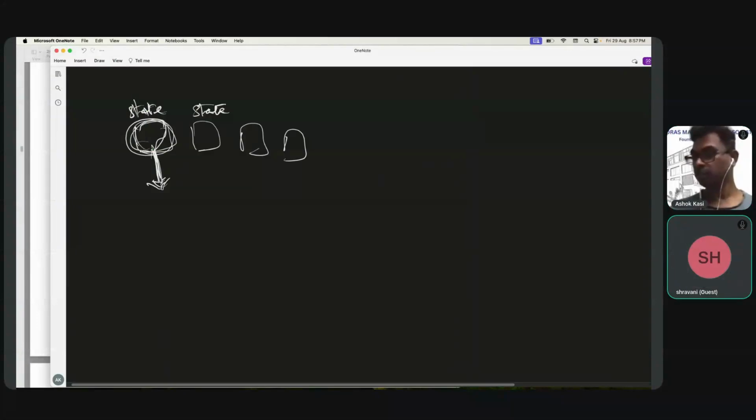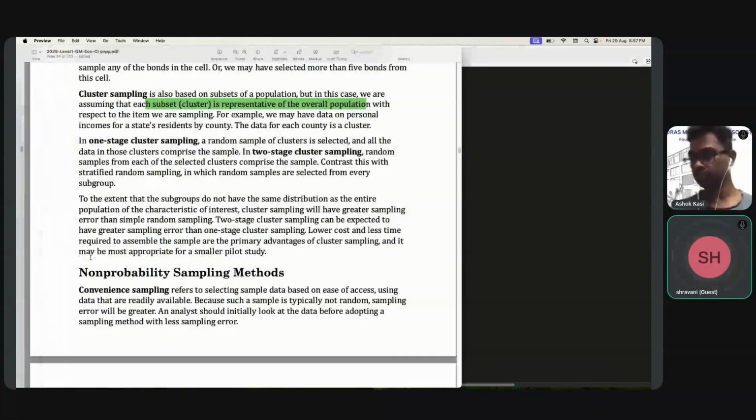So it will be assumed that from the entire population we have picked one person who is the state-level player. He is representing the state. Or in an Olympic, they are representing their countries. So that is cluster sampling.